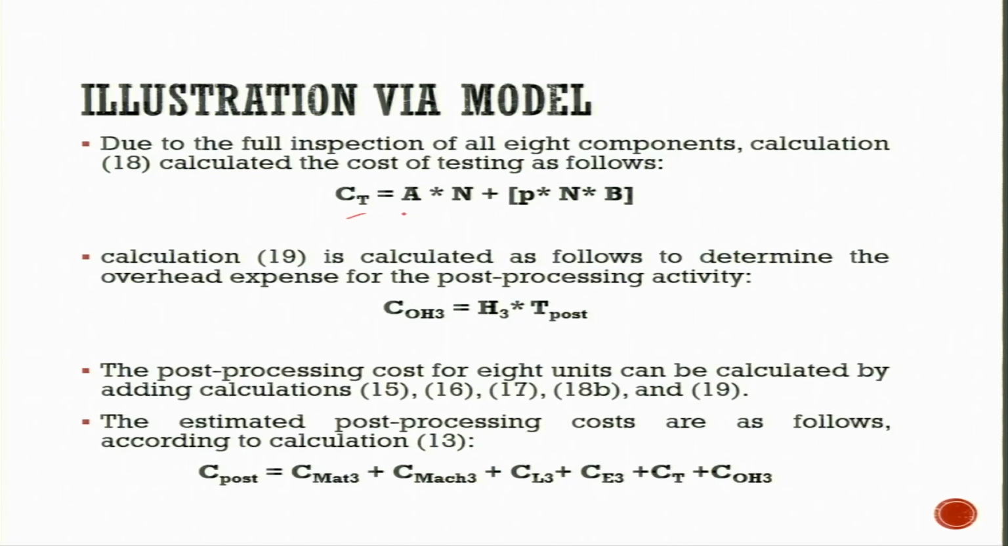The testing cost, because it is 100% inspection here, only 8 pieces are there and all of them are inspected. So, it becomes A into N, that is the cost of testing 1 unit into the number of units, plus the probability of the non-conforming units into the number of units, and the replacement cost. So, probability is very less here.